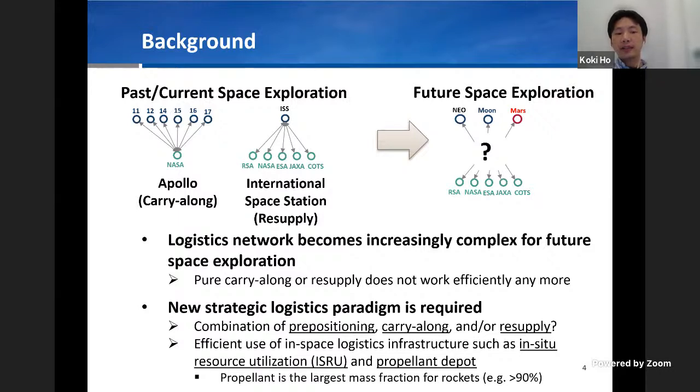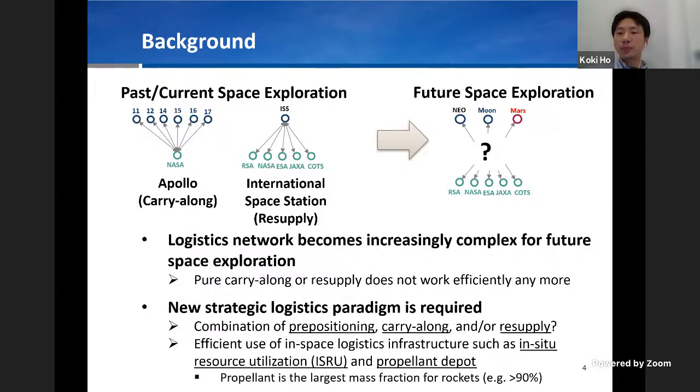And then ISS is the opposite. We have the ISS up there, and we carry what we need, and we even replace the crew through different missions. So now we have the ISS up there, and then we have multiple origin nodes that are providing the resupply for the station. So this is the other extreme in terms of logistics paradigm.